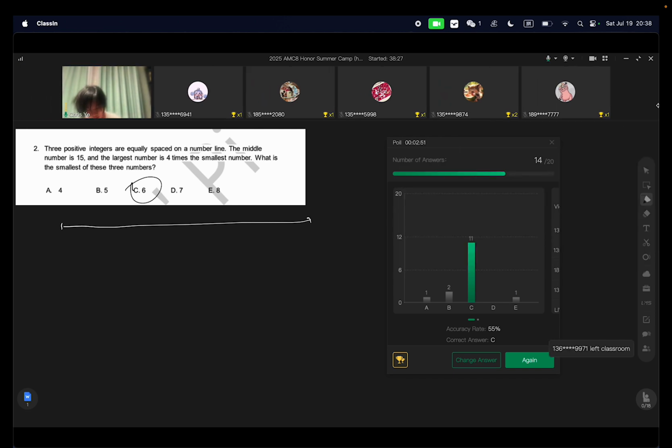Oh, never mind. Okay. Then we have, so basically the middle number is 15. It's the same as the last one. The middle number is 15. And the largest number is 4 times the smallest number. So by using the variables, let's say the common distance is d, then the largest number is going to be 15 plus d, and the smallest number is going to be 15 minus d. So it is 4 times.